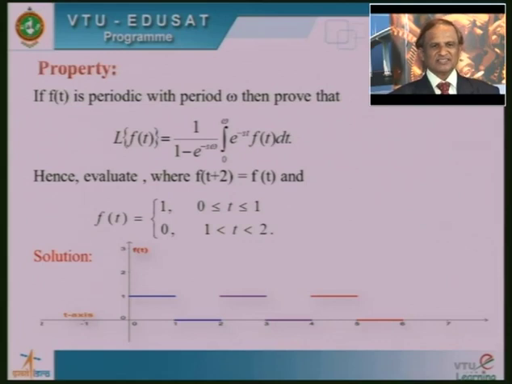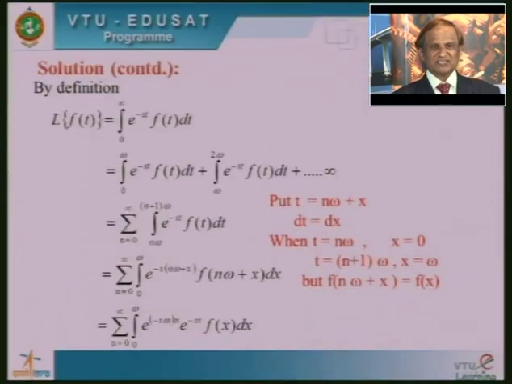Is it clear? They have defined a function in the interval 0 to 2, and the function is periodic. Why? Because f(t + 2) = f(t), so we can say it is a periodic function. I hope you are now observing the square wave graph. So you can find the Laplace transform of a square wave.